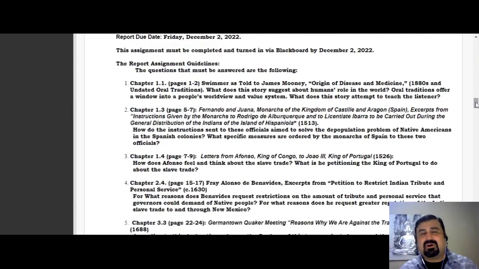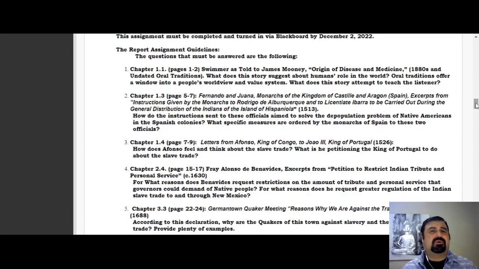The guidelines are all here in the syllabus. They're also under course assignments. I already showed you that when you click on course assignments, these instructions are also there as well. So it tells you the page number, the title of the document, and it tells you the questions that you need to answer.